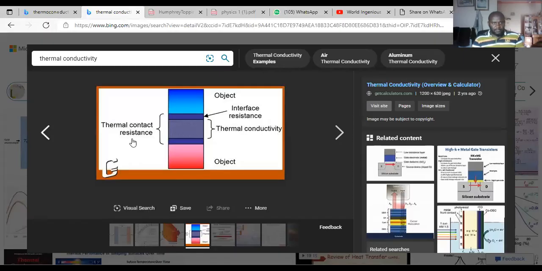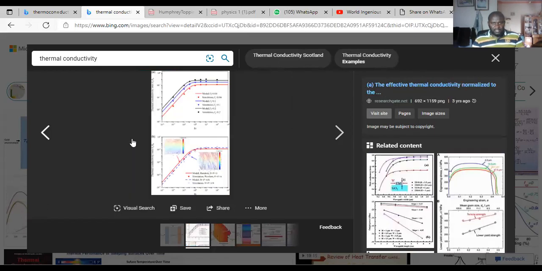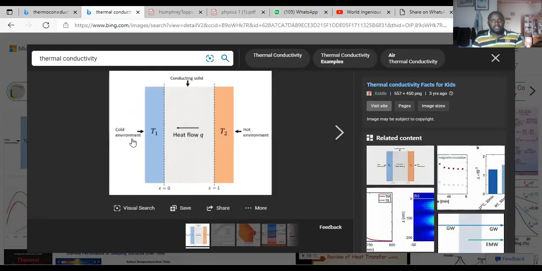So I'm assuming you've already screenshotted that. I wanted to show you some images here just for explanations. If you have an image like this one, which is showing you that heat can be conducted from a hot environment to a cold environment, one thing you have to always remember, as we are winding up this area, is that heat flows from a region of high concentration to a region of low concentration.